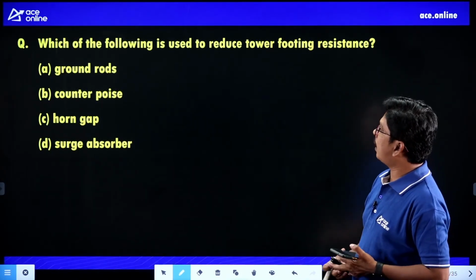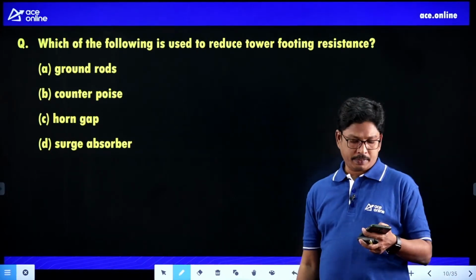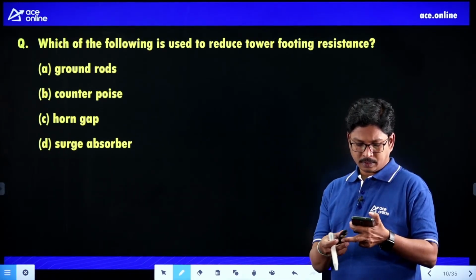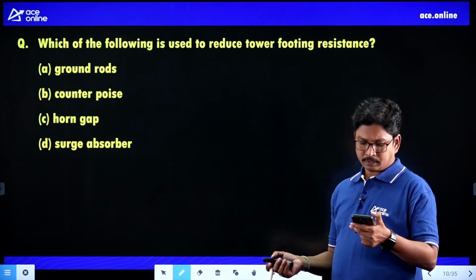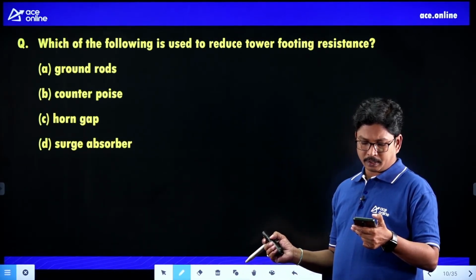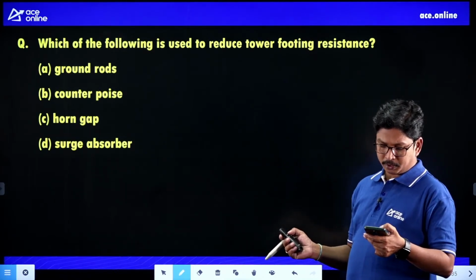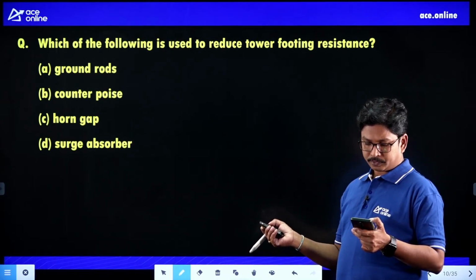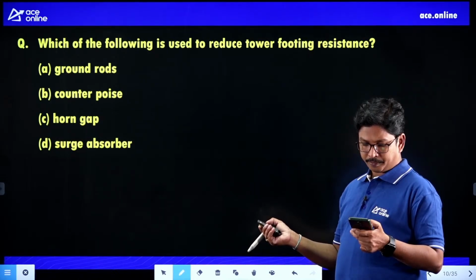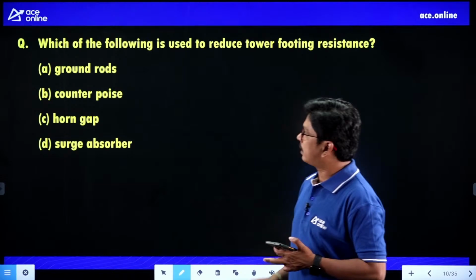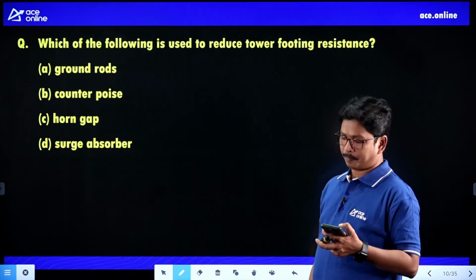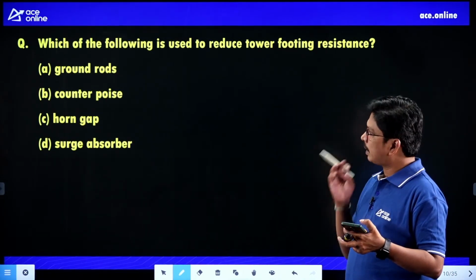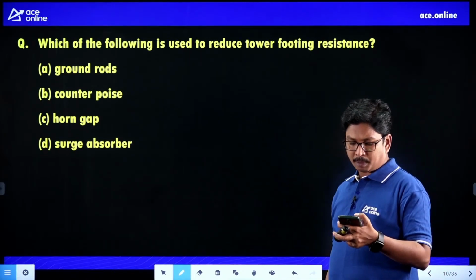Tell me students, which of the following is used to reduce the tower footing resistance? Grounding rods, counterpoise, horn gap, surge absorber. Right. What is the answer for this question? Option B, counterpoise. Everybody is giving counterpoise. Manoj Reddy has given option A.